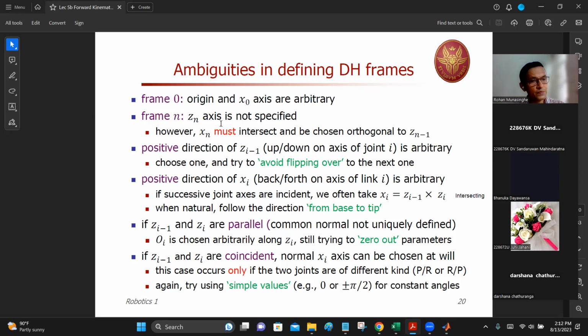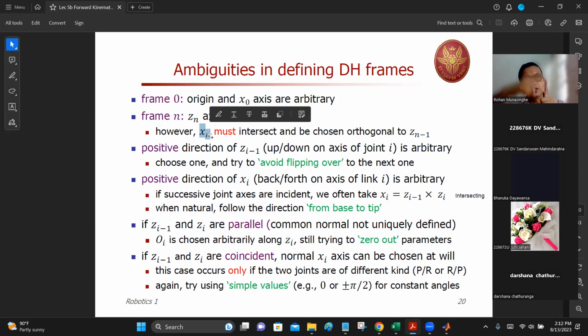So what is the advantage here? Try to get some of these axes aligned so that you get rid of some of these rotations and translations. Also, one thing to be noted is that the x-axis must intersect and be chosen orthogonal to Zn minus 1. So the Z-axis of the previous frame and the x-axis of the present frame are normal to each other. So you have to maintain that requirement.